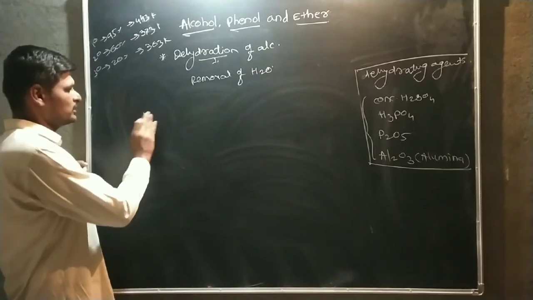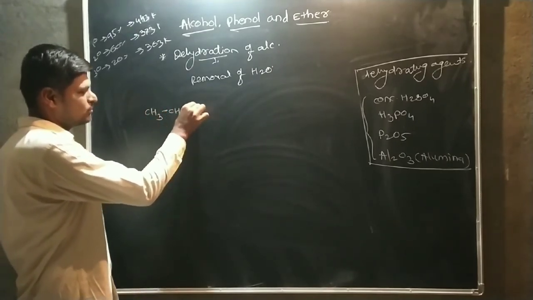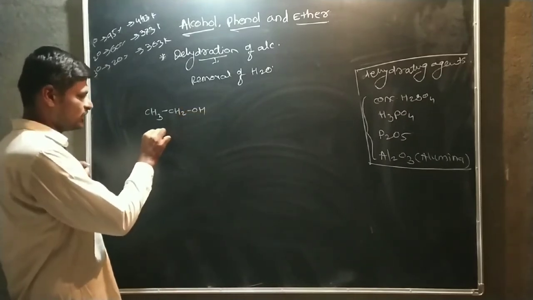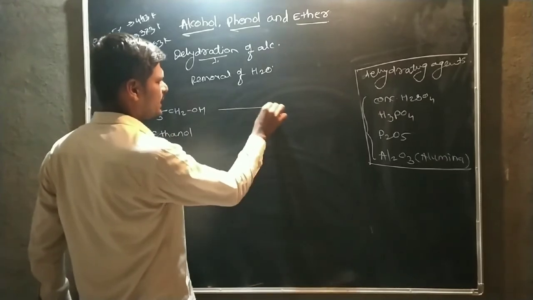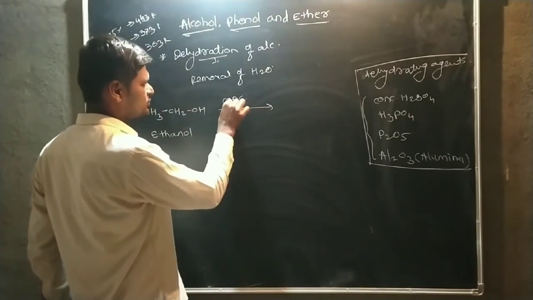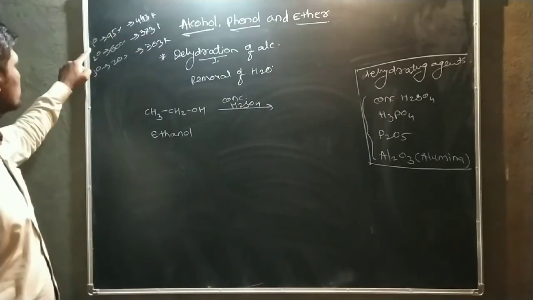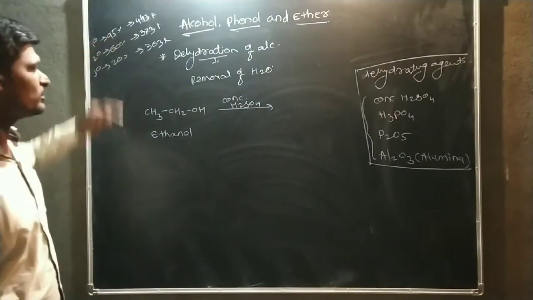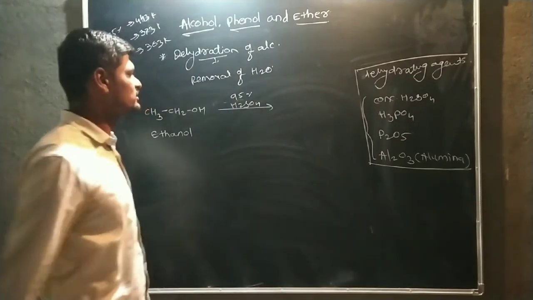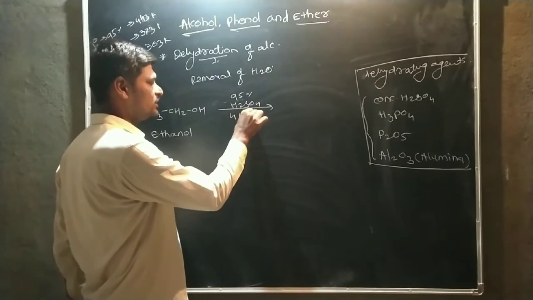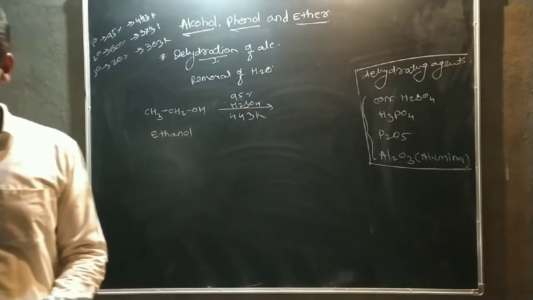We consider here CH3CH2OH. This is ethanol, and this one is a type of primary alcohol. This ethanol is reacted with concentrated H2SO4, but this is a primary alcohol. If the primary alcohol is used, then 95% concentrated H2SO4 is also used, and this reaction is carried out at 443 Kelvin.